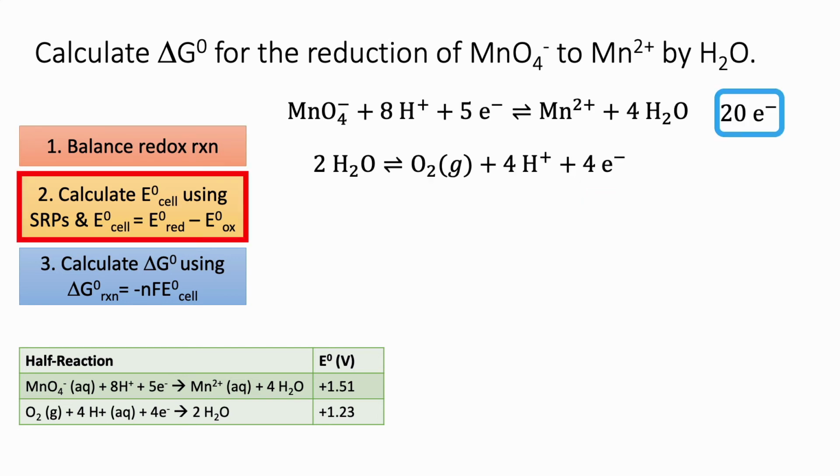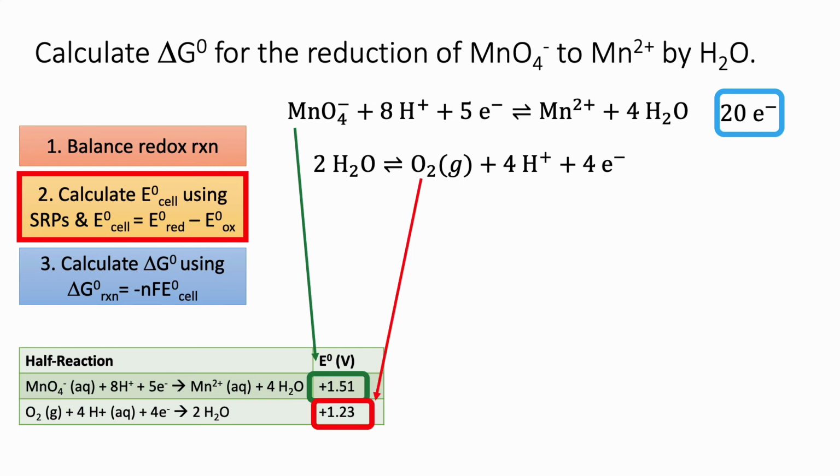Here are our 2 half reactions along with our number of electrons, and now we're going to figure out which is which, even though I've kind of talked you through that already. We have our reduction reaction is going to have an E0 of 1.51.